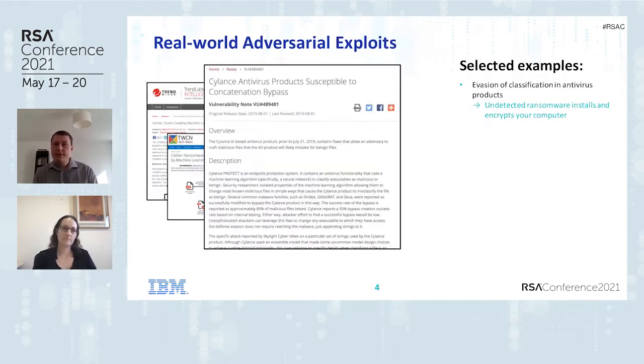These are not just theoretical threats. We see an increasing number of real world exploits of these adversarial threats. For example, evasion attacks against classification models that are used in antivirus products. The threat there is, of course, undetected ransomware can install and encrypt your computers and create very, very expensive damages.